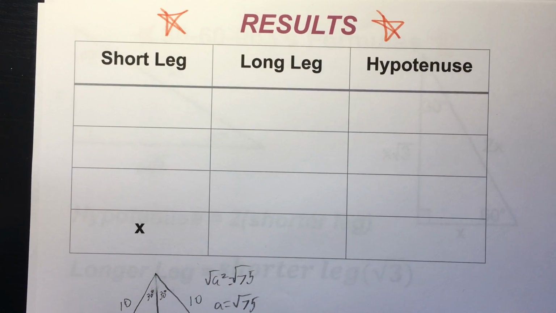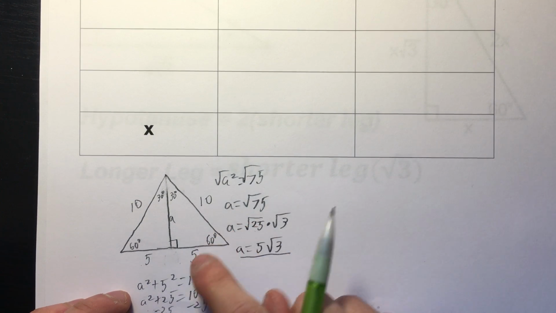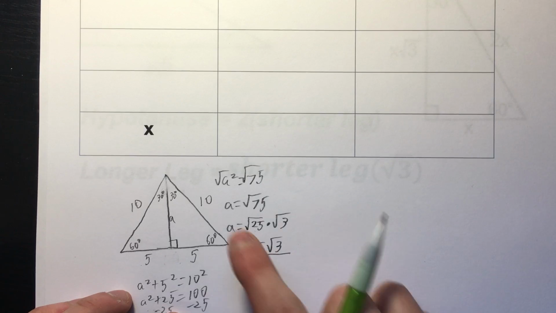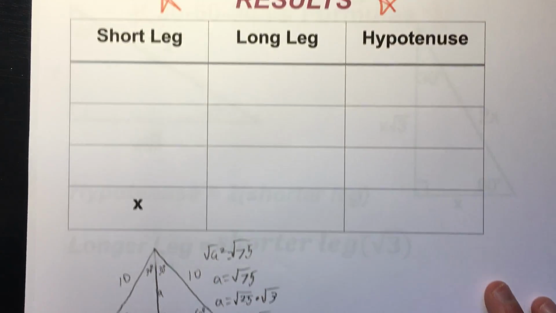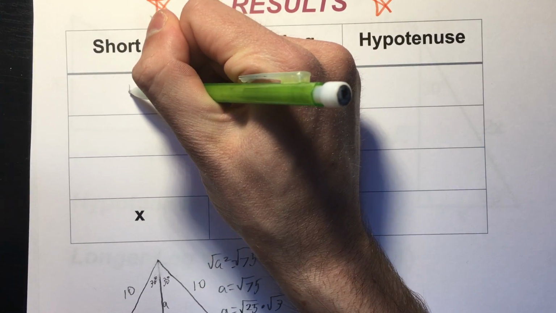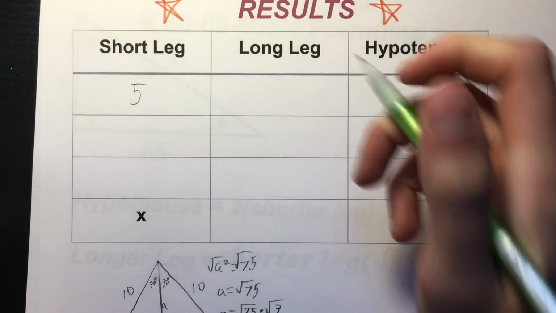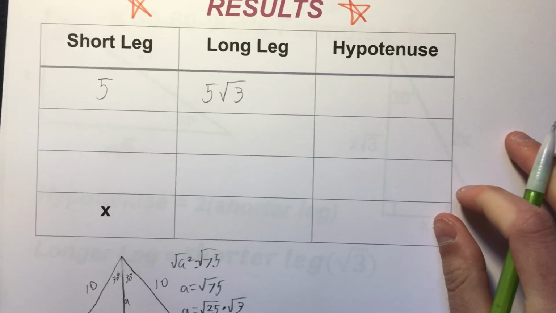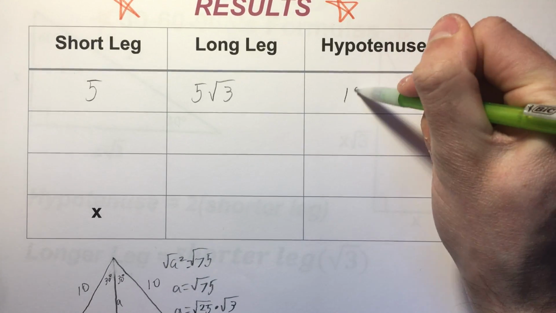So I'm going to go ahead and go to my table, and we see when our short leg is 5, our longer leg is 5 root 3, and our hypotenuse is 10. So our short leg is 5. Our long leg is going to be 5 square root of 3, and our hypotenuse is 10.